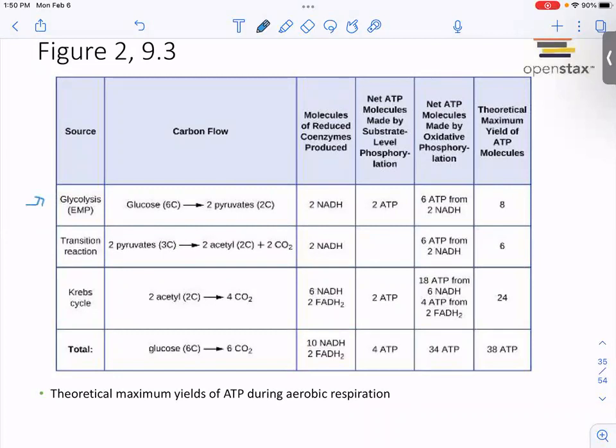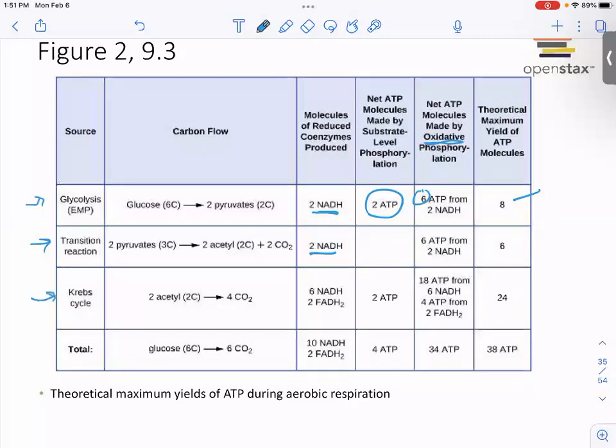So during glycolysis, we end up with 2 ATP by substrate level phosphorylation. And because we also get 2 NADH, during oxidative phosphorylation at the electron transport chain, those 2 NADH, at 3 for each NADH, will translate into 6 ATP. So theoretically, from the events of Embden-Meyerhoff-Parnas glycolysis, we would get 8 ATP. There's a little transition reaction there where we got a couple of NADHs as those pyruvates were changed into acetyl-CoA.